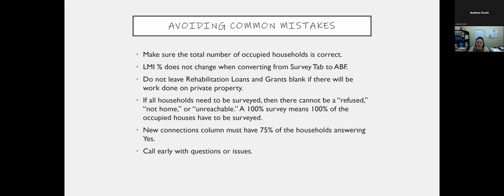If households need to be surveyed, like if you're doing a 100% survey, then you can't have a refused or unreachable or not home. If you're saying you're going to survey all of them, then all of them have to be surveyed. You can have a vacant if that's the case, but you can't say, well, we didn't get that one, but we did all the other 24 houses, so it's fine. It's not fine. You have to have all of them.